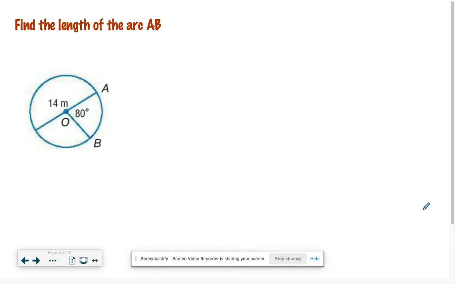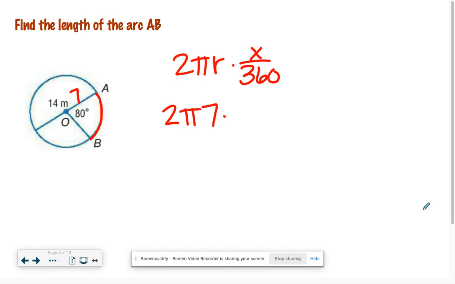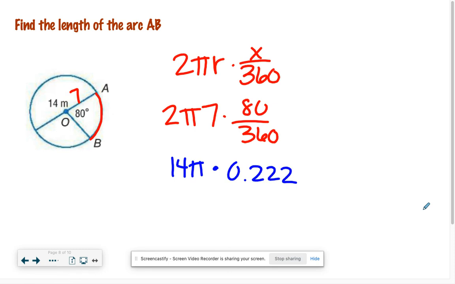And then our last one here for notes, we're looking for AB. So again, our formula. So 2 pi, our radius is 7, right? Half of 14. Our angle is 80. Again, you do you. 2 times 7 gives me 14 pi. 80 divided by 360 is 0.22. Crunching that out, 9.76. So like 9.8 meters.